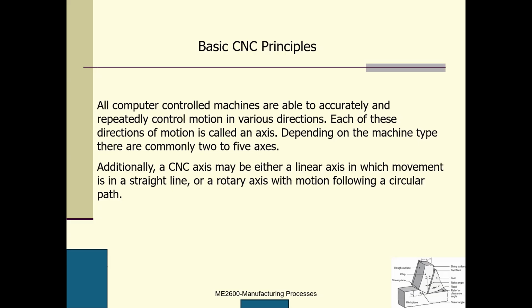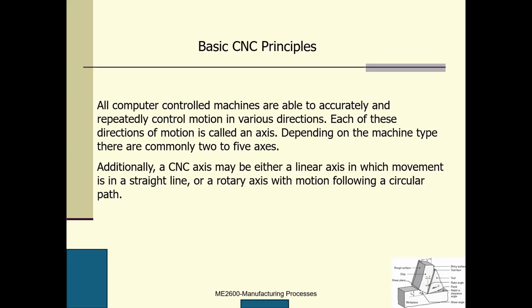Additionally, a CNC axis may be either a linear axis, in which movement is in a straight line, or a rotary axis, with motion following a circular path. So the CNC can move in a straight line, and the CNC can also move in an arc. Questions so far? So this is straight line and arc. These are the 2 basic maneuvers, the operations of the CNC.